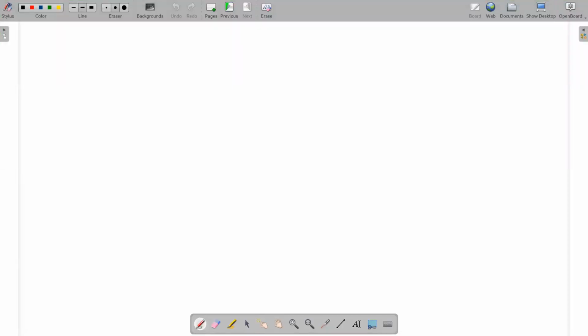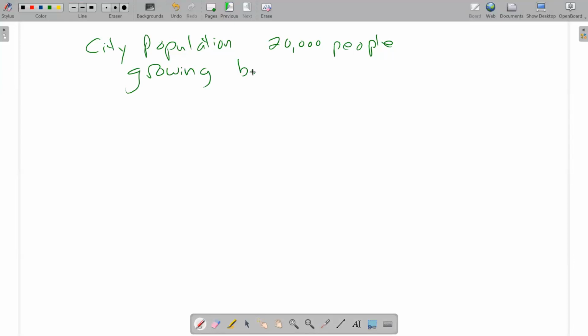So population growth, exponential models. We looked at situations like the Ebola outbreak and cities changing in population. Suppose a city has a population of 20,000 people. And based on the recent Census Bureau, we think that that population is growing by 3.5% per year.